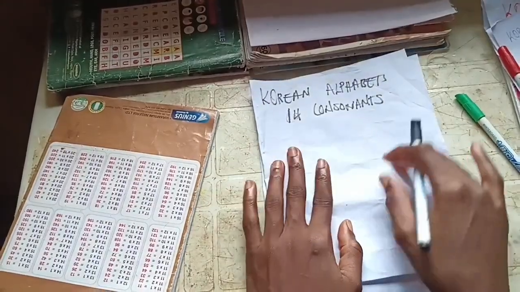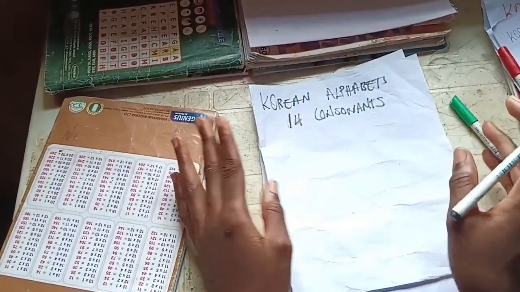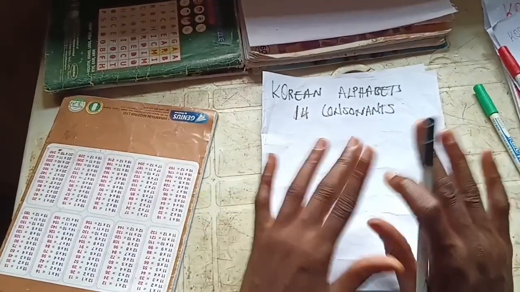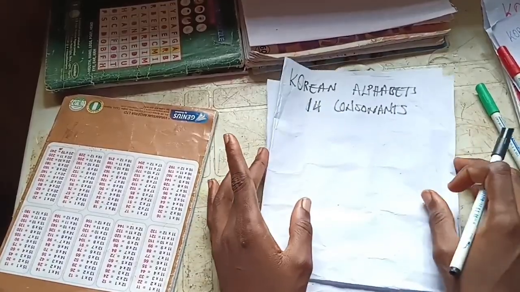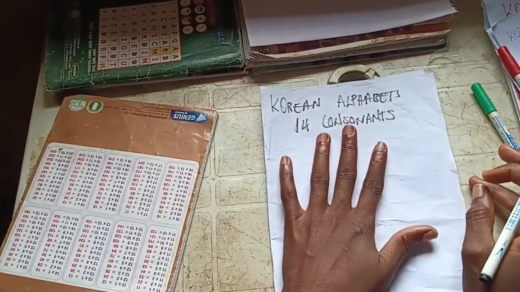Hello guys, today we are learning the 14 consonants. In a previous video we learned the 11 compound vowels, and that marked the end of the Korean vowels. So we're done with the vowels. The vowels in total were 21. So now we're moving on to the consonants, and we're going to be learning the phonetic consonants first.